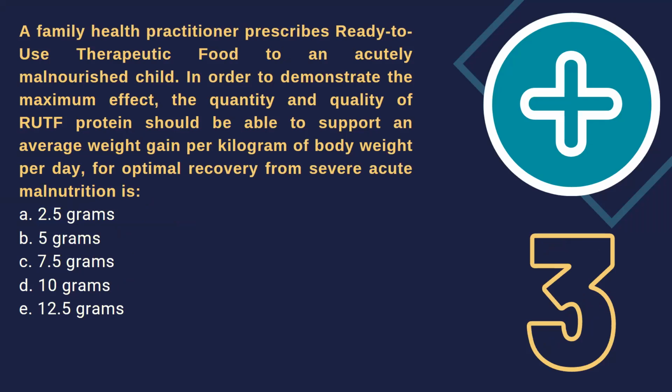Number 3, a family health practitioner prescribes ready-to-use therapeutic food to an acutely malnourished child. In order to demonstrate the maximum effect, the quantity and quality of route of protein should be able to support an average weight gain per kilogram of body weight per day for optimal recovery from severe acute malnutrition is A. 2.5 grams, B. 5 grams, C. 7.5 grams, D. 10 grams, and E. 12.5 grams. Anyone? C. The answer is D, because in the recent advances, it was shown that 10 grams average weight gain per kilogram of body weight is required for optimal recovery.